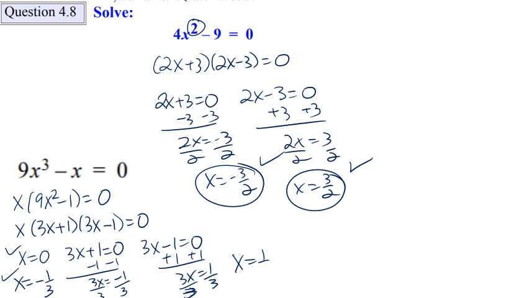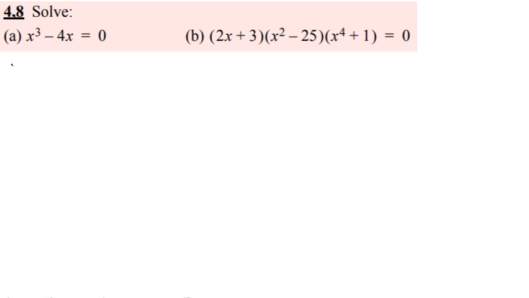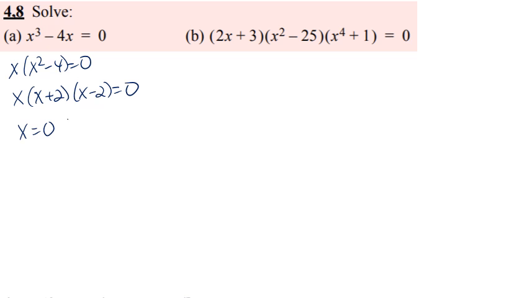And then this one's going to be x equals the third. So let me circle them so you can see the answers. Okay, I'm going to factor the GCF. There's a difference of perfect squares inside. Set each one equal to 0 and solve.